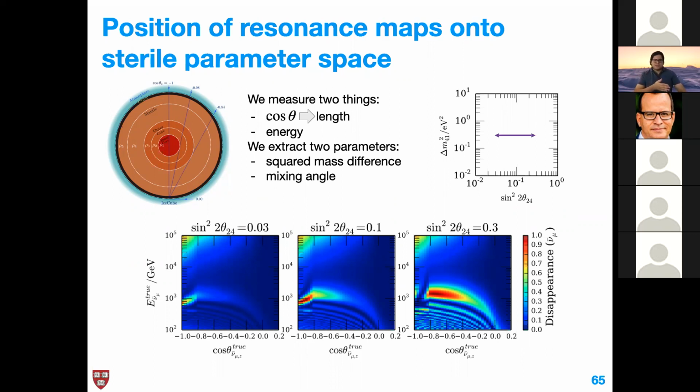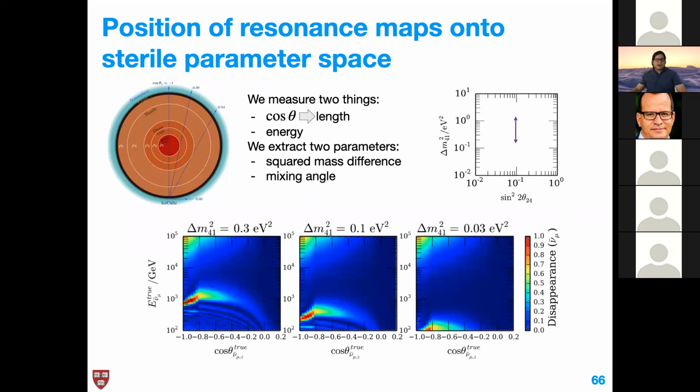Then I increase the amount of mixing between sterile and active, and what you see is that these disappearances move from left to right. Now, if I fix the mixing but move the mass from large to small, as I go from left to right, it moves the energy location. So by looking at different energies and directions of my muons, if I see somewhere in particular energy and direction that I see fewer neutrinos, I have found it.